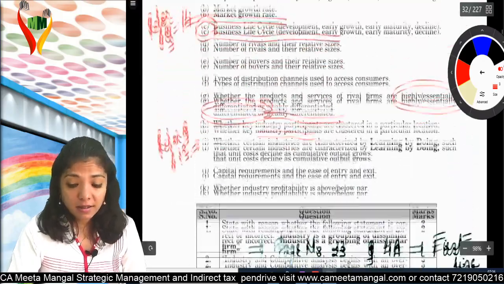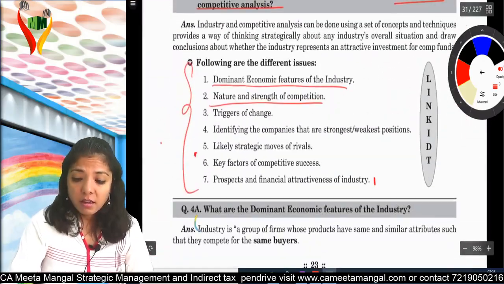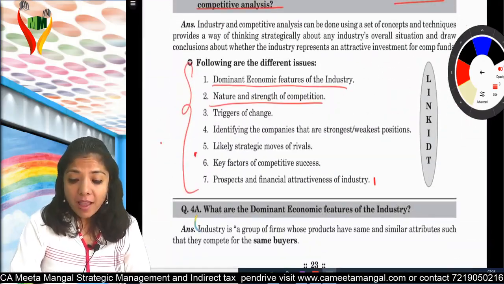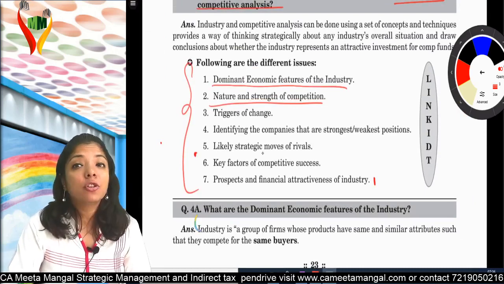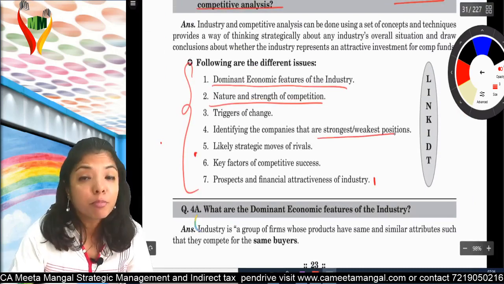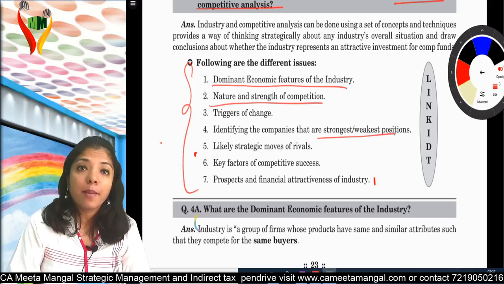Come to next issue. Issue number 4. Identifying the companies that are strongest and weakest in position. An important question from exam point of view.